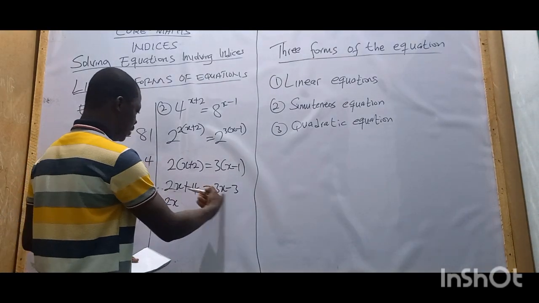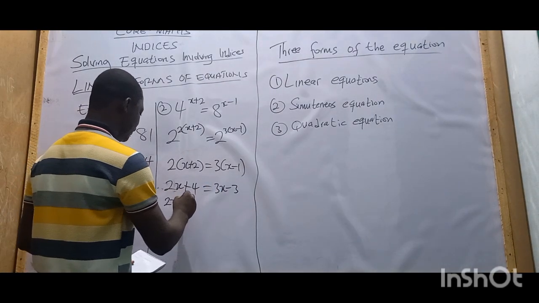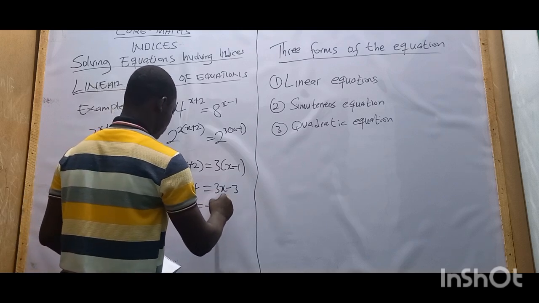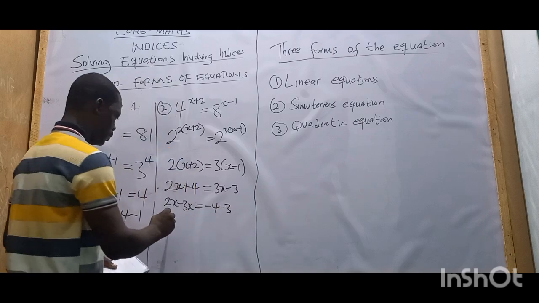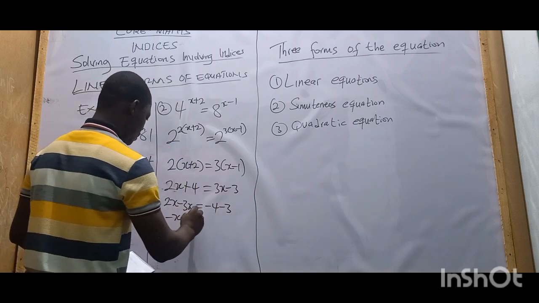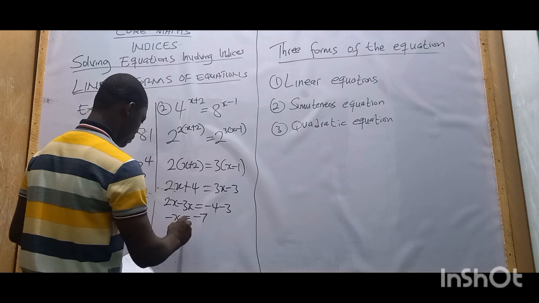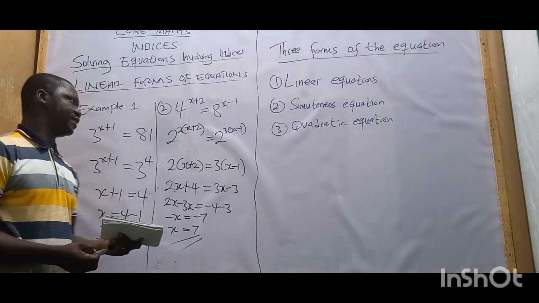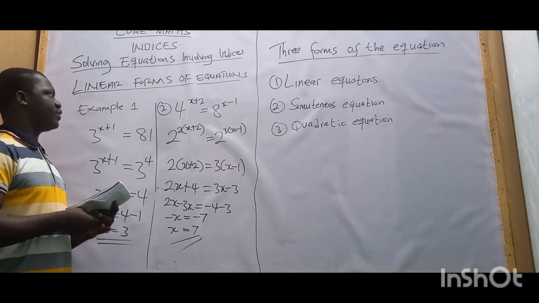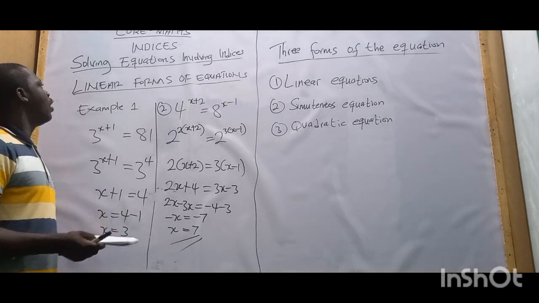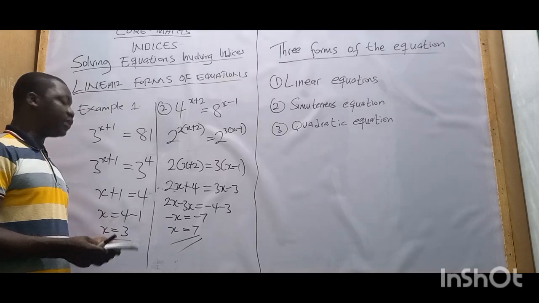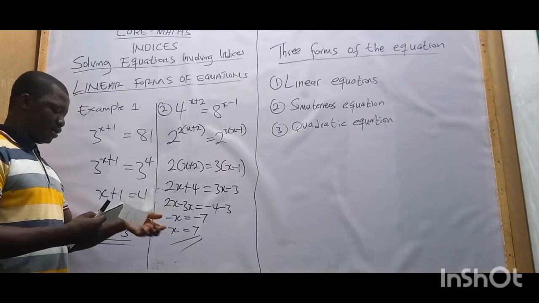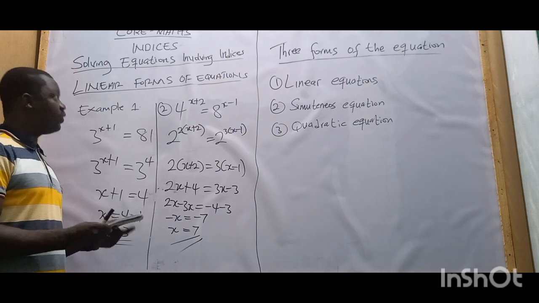So I'll move this one to the other side of the equation, which will be negative. So my x is what? 7. Right, so this is example 2 of the linear form of equation. Right, these ones are very simple. So let's take example 3 of the equation involving linear.